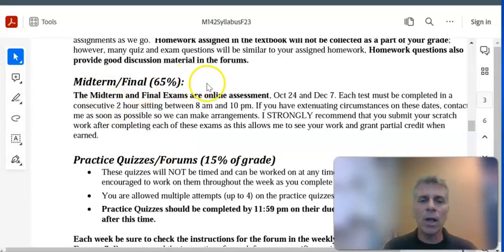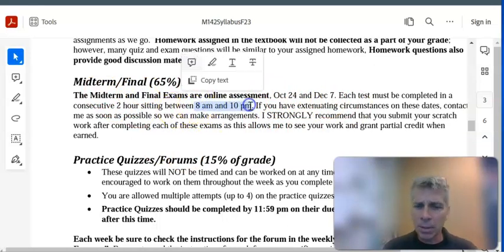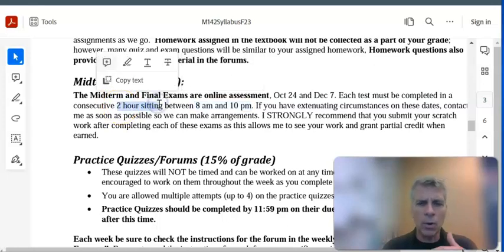The midterm and the final are online tests. On the days that they're due, I open it up at 8 a.m. and it must be completed by 10 p.m. There's a two-hour sitting for each of these, so it's a two-hour test. That should be more time than you need. I try to make them so they're not ridiculously long.